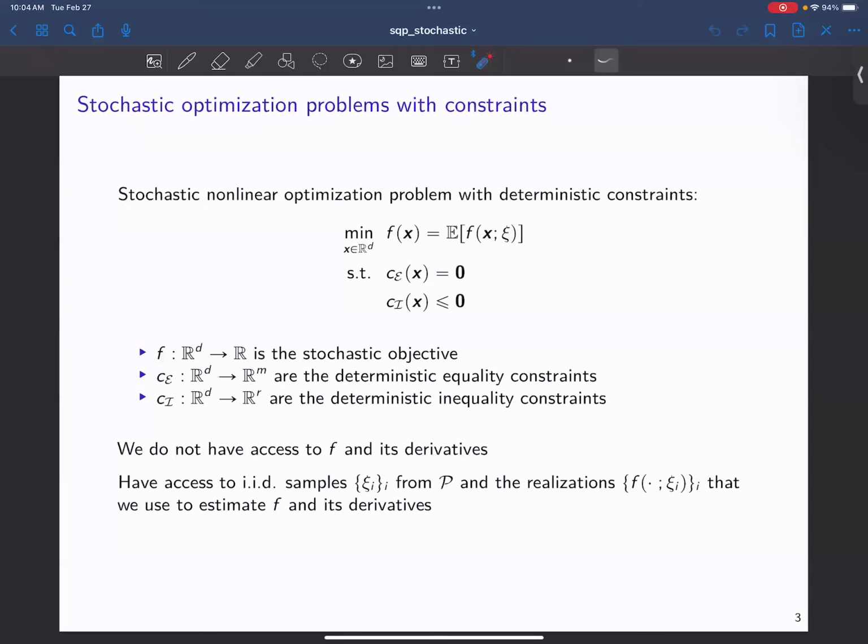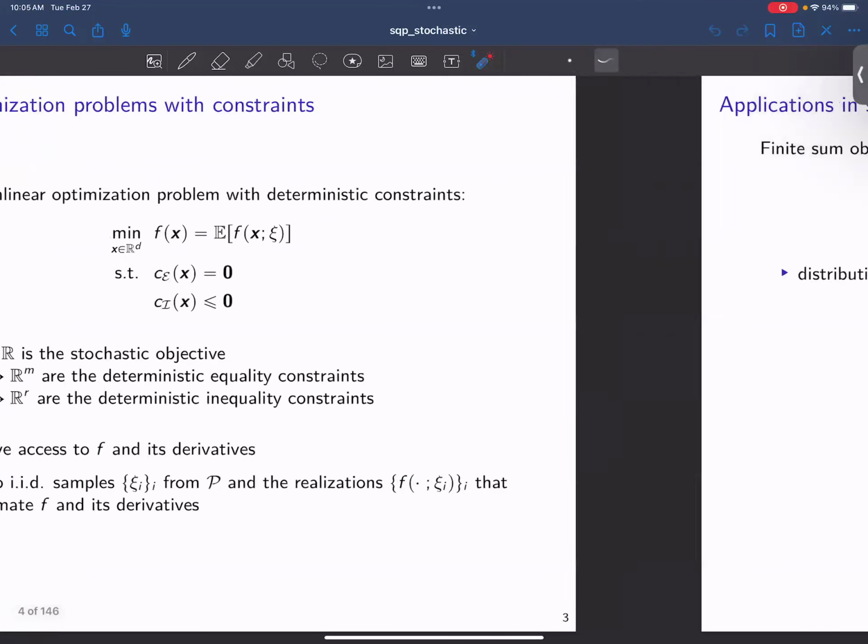Another thing that we have, in addition to the stochastic objective, is deterministic constraints. We have equality constraints and inequality constraints. Throughout the talk, I'll mostly focus on how to design adaptive algorithms for problems with equality constraints. And I'll briefly mention towards the end how we can handle the inequality constraints if there is time.